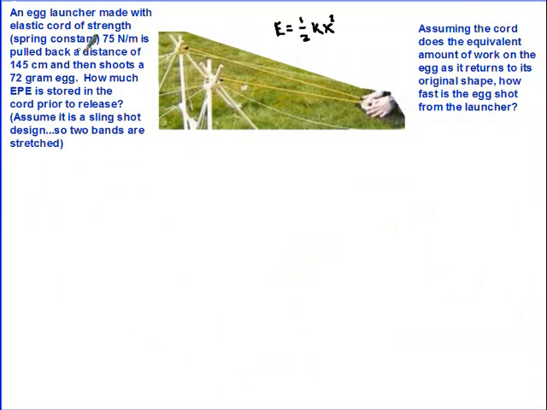So an egg launcher is made with elastic cord of strength 75 newtons per meter. It's pulled back a distance of 145 centimeters and then shoots a 72-gram egg. I'd like to first know how much EPE is stored in the cord prior to release. And let's assume it's a slingshot design, so there's 2 bands stretched.